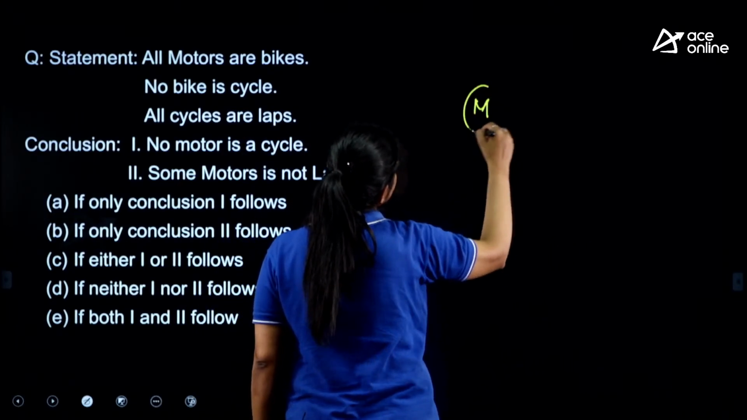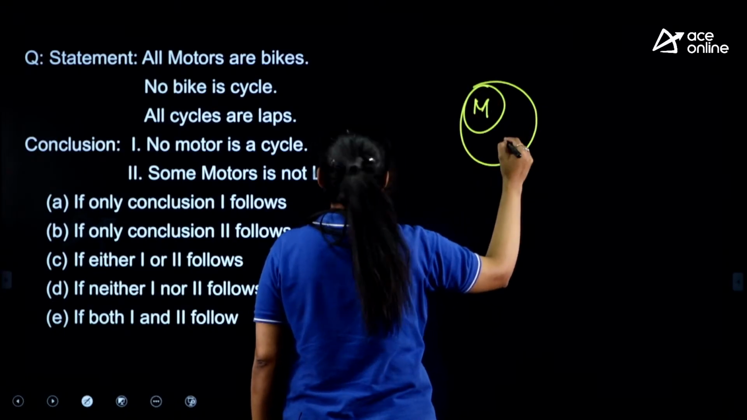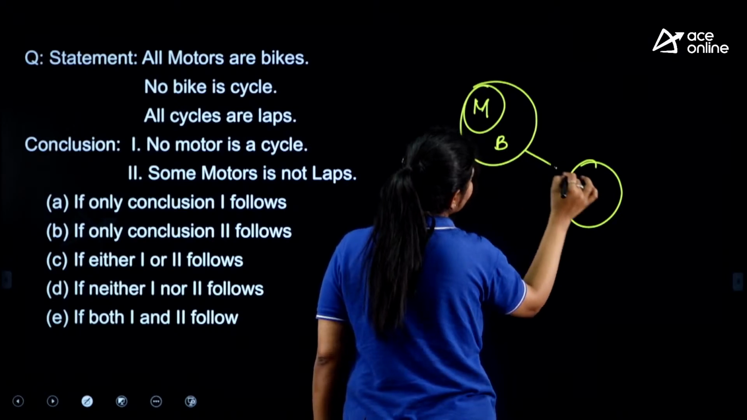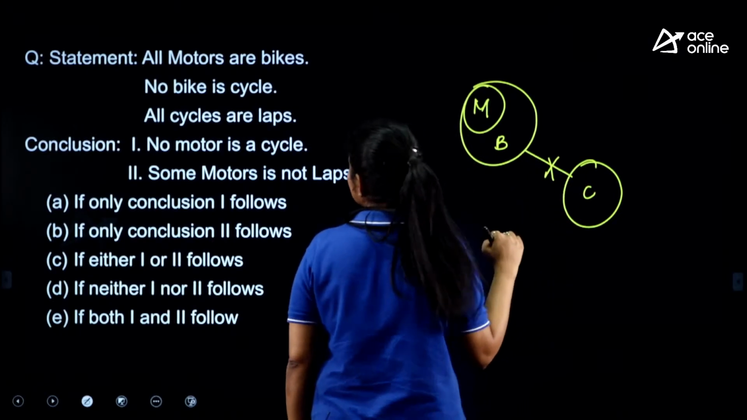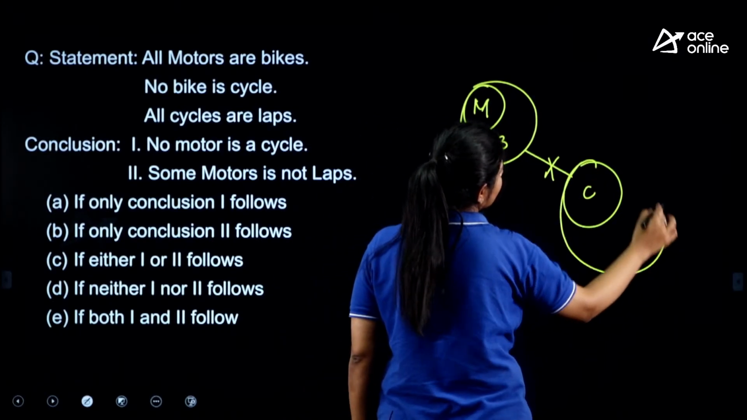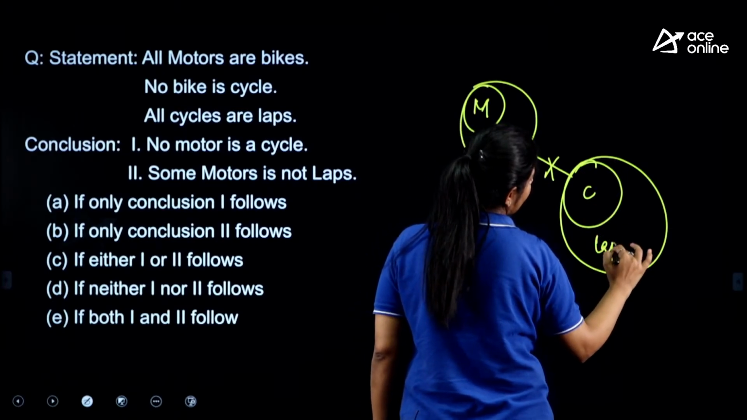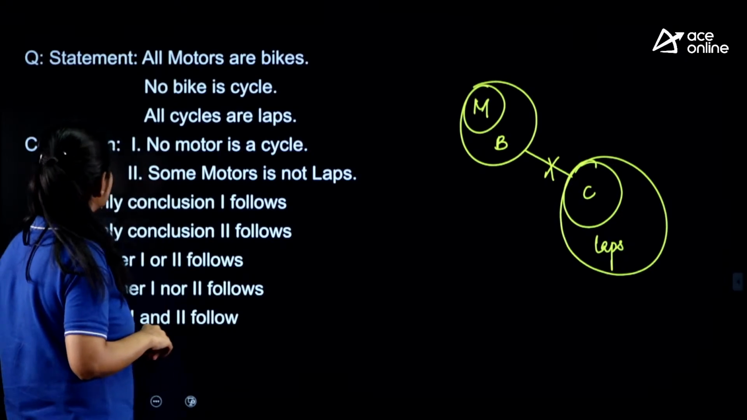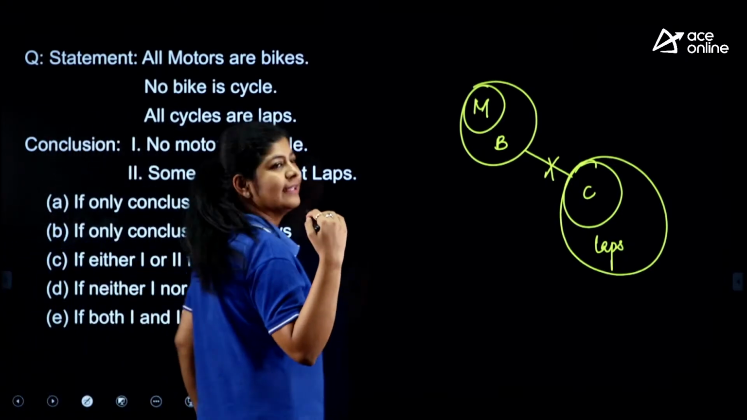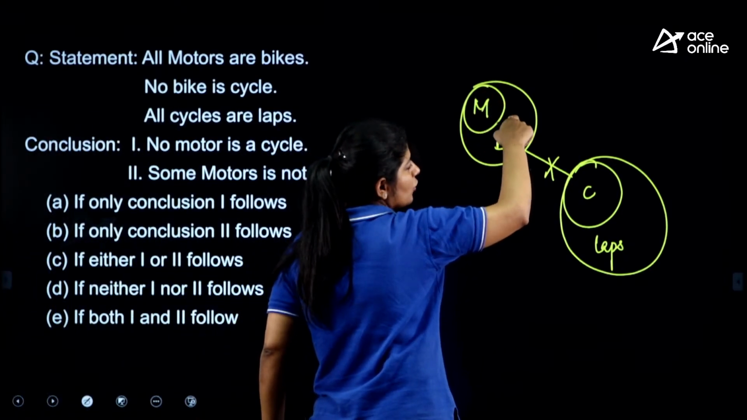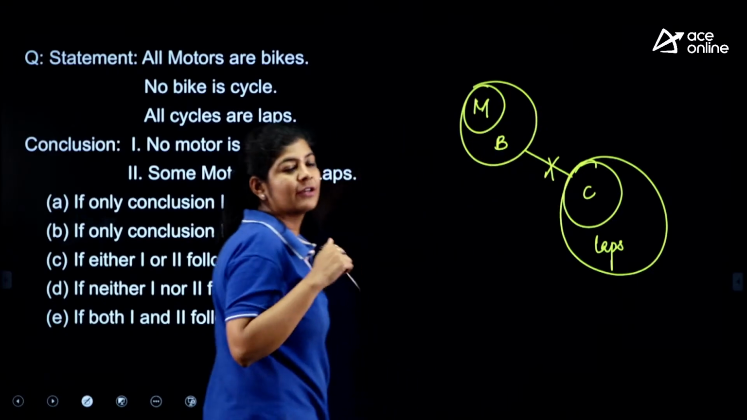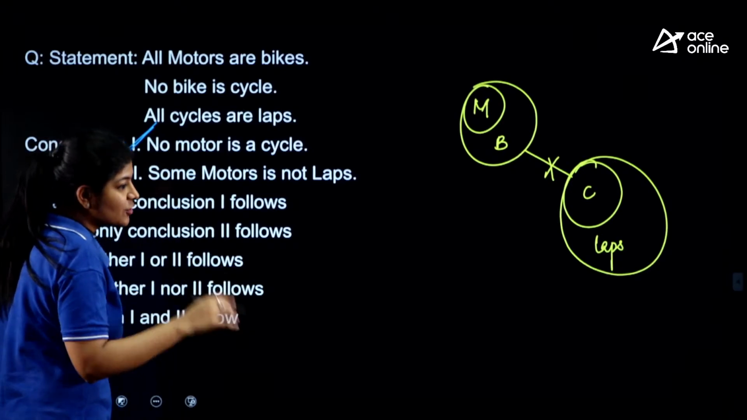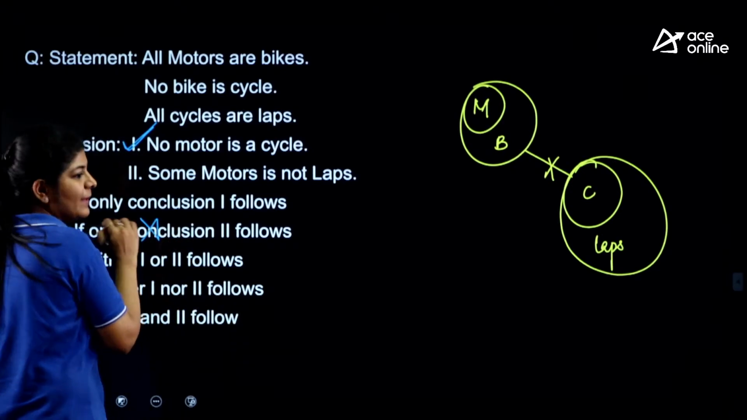All motors are bikes. No bike is a cycle. Next, all cycles are laps. Right? Okay, now this is the time to check the conclusion. No motor is a cycle. Yes, because all the motors belong to bikes and a bike can never be a part of a cycle. That means this conclusion is true. If this conclusion is true, that means option B is eliminated.